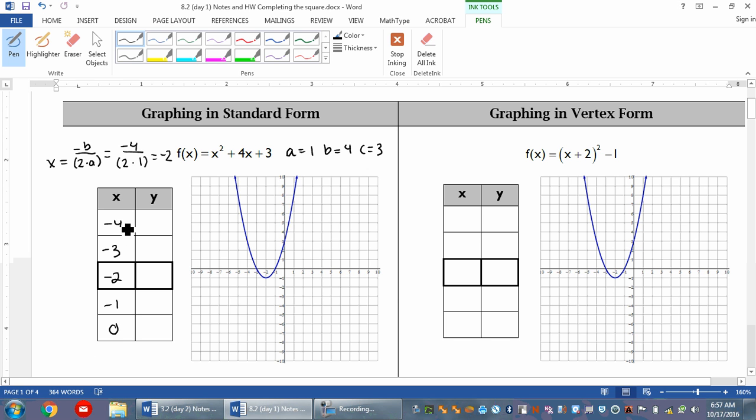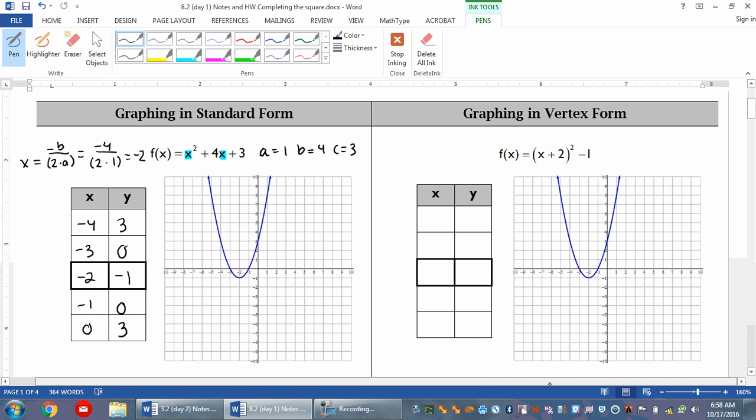Then we're going to substitute each of these x values into my equation every time I step to get all the y. I'm going to go ahead and do that real quick. Negative 4 would be 3. Negative 3 would be 0. Negative 2, negative 1, that's my vertex. Then I have negative 1, 0, 0, 3.